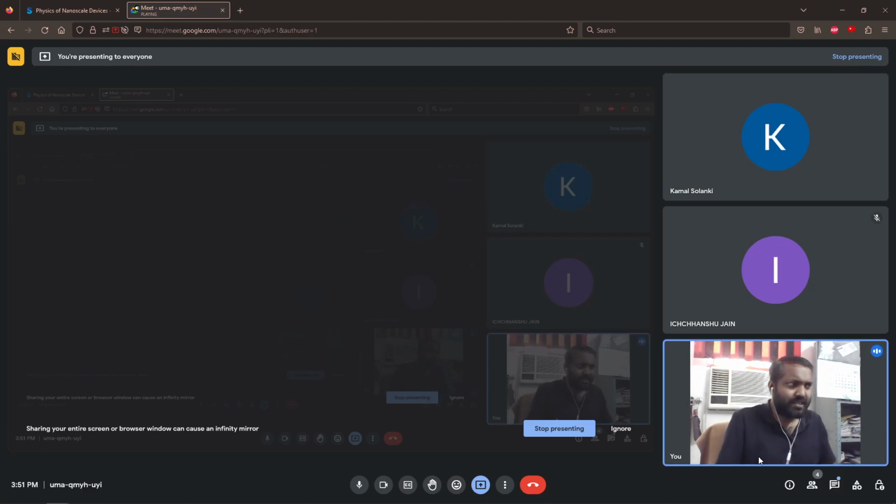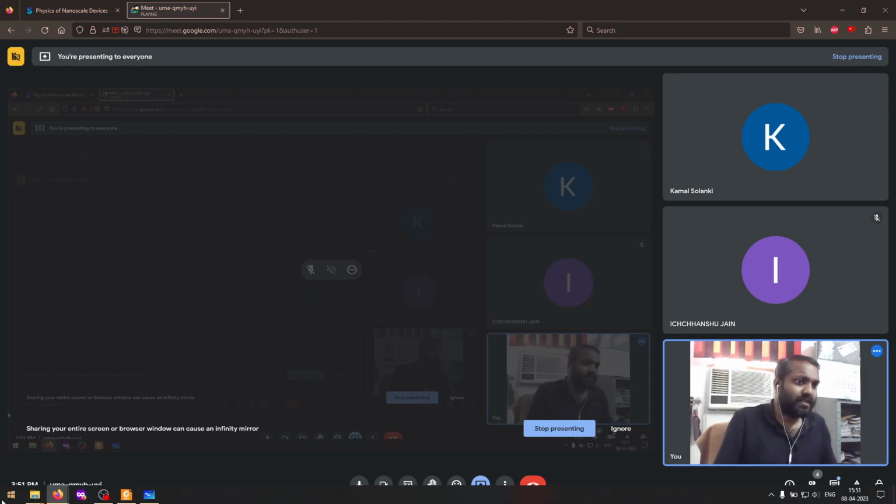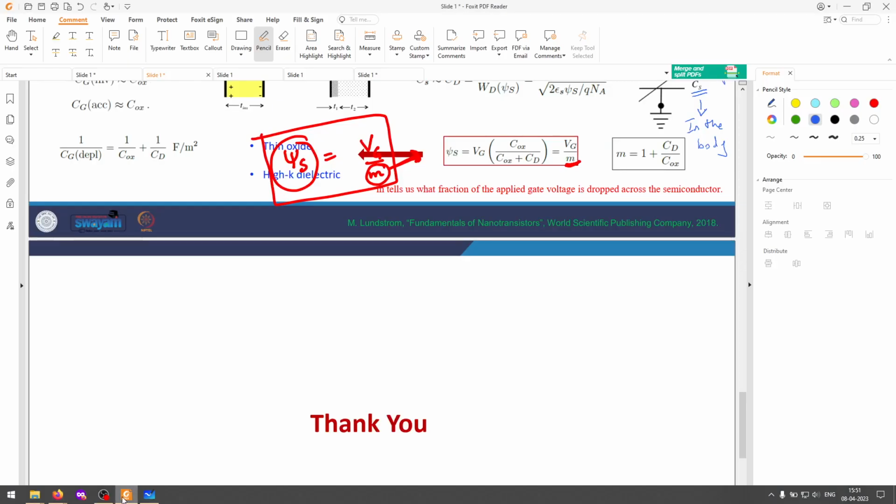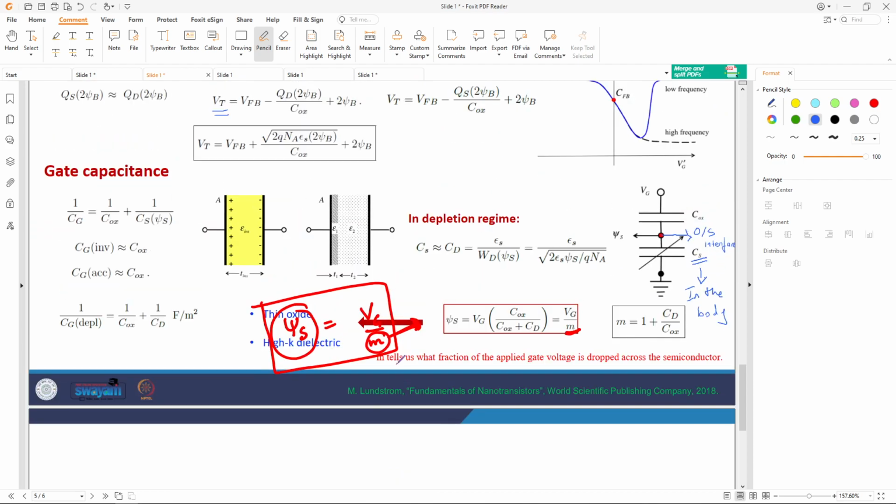The other concept is not difficult. It's a fairly straightforward thing to study in terms of the capacitance itself. What is happening here is that there are two capacitances, Cox and CD. So there are two capacitors here.